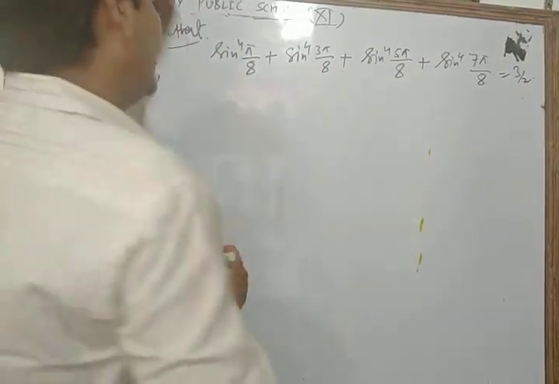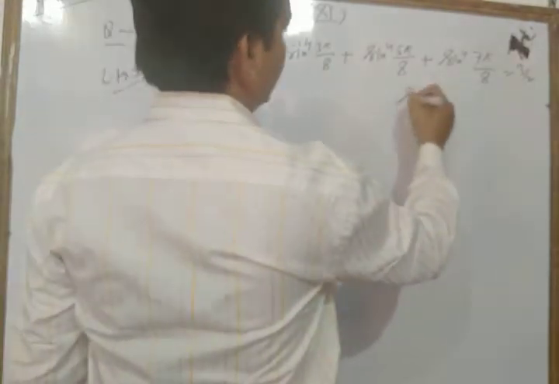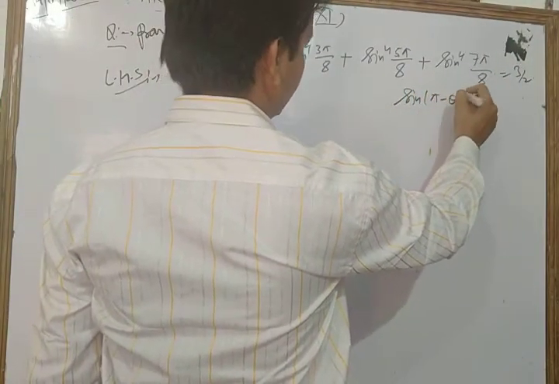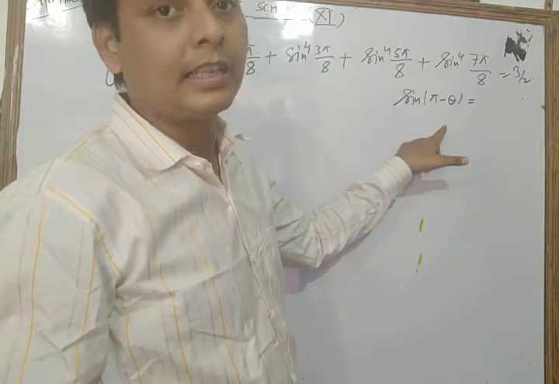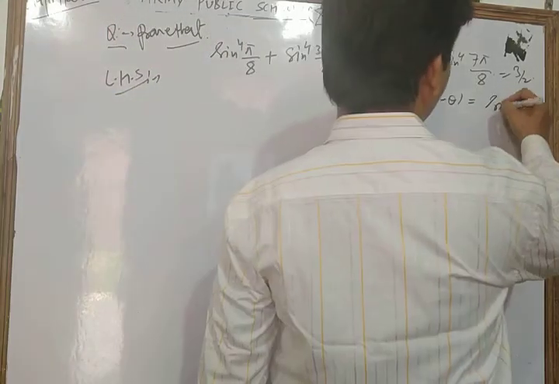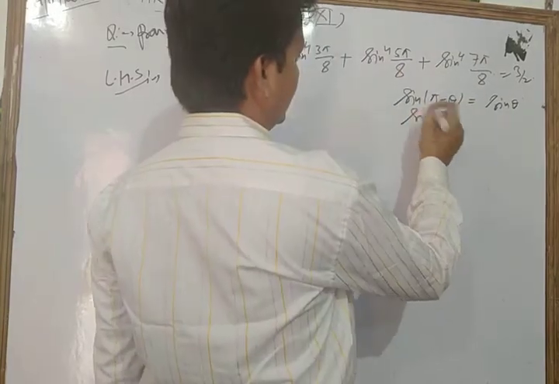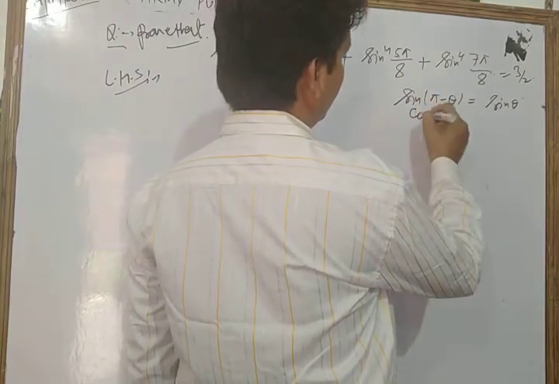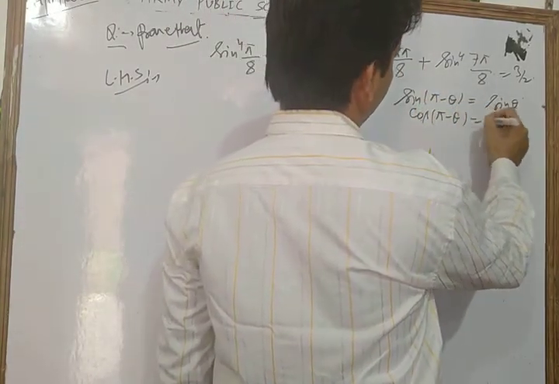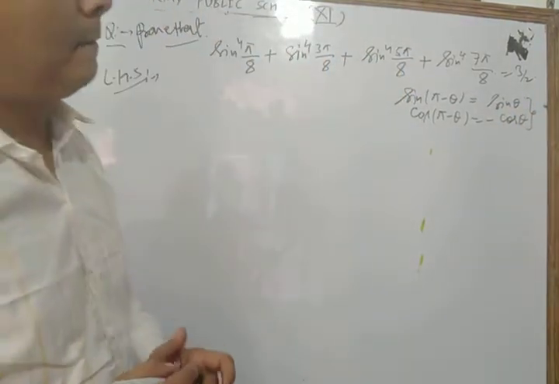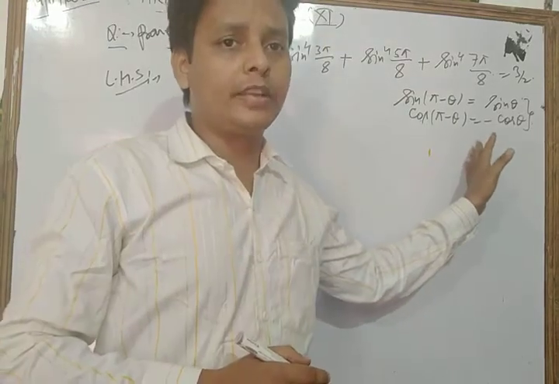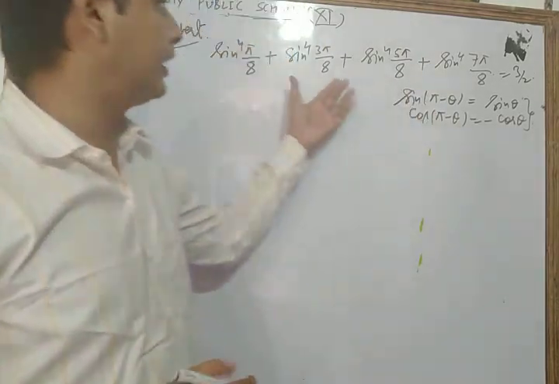Okay, and we know that sine pi minus theta, what is the value of sine pi minus theta? That is sine theta. And the value of cos pi minus theta is minus cos theta. Okay, these are two very important relations.